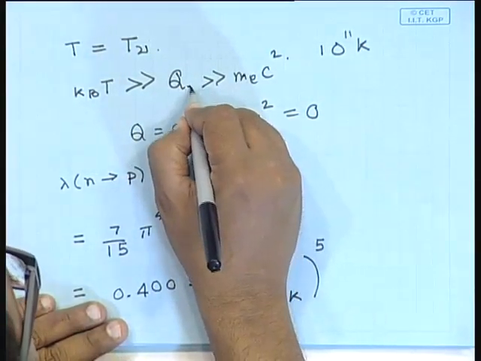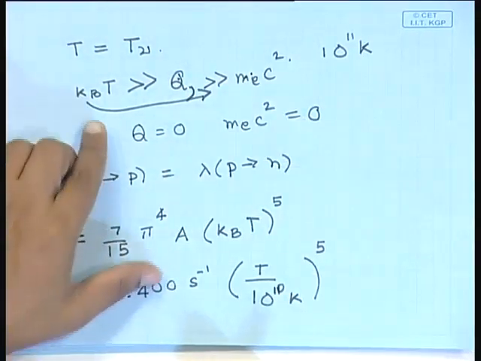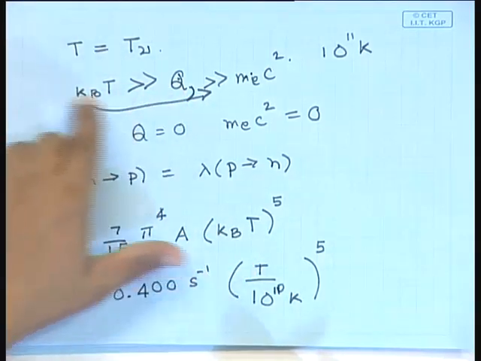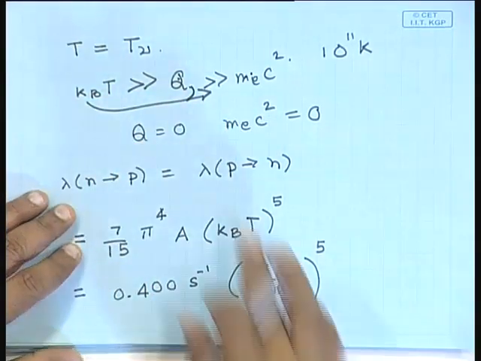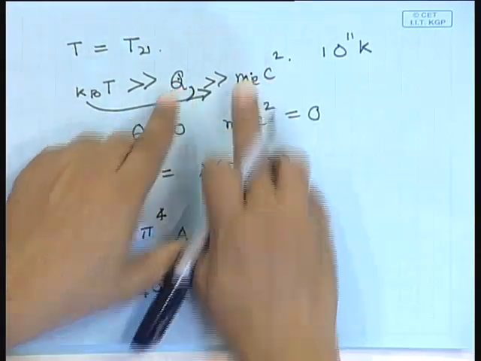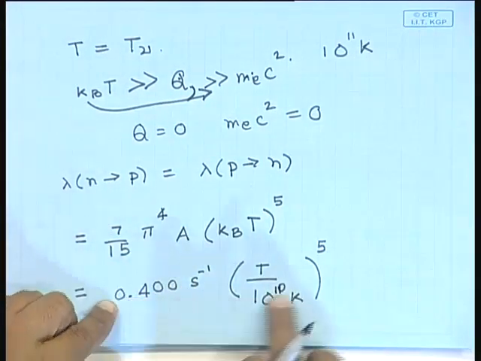So, this is much greater than this. I hope it is clear. This temperature is much greater than the mass difference, it is also much greater than m_e c squared, we are assuming. So we can set these two terms to 0, which simplifies the whole analysis, and finally you can calculate the reaction rate to be this.